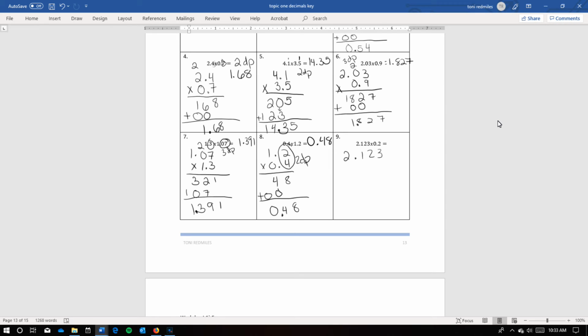Last one. 2 times 3 is 6. 2 times 2 is 4. 2 times 1 is 2. 2 times 2 is 4. Line up underneath my 0. And 0 times 3 is 0, 0, 0, 0. I have 3 decimal places here, 1 here, with a total of 4 decimal places. My answer is 0.4246. All right, very good.